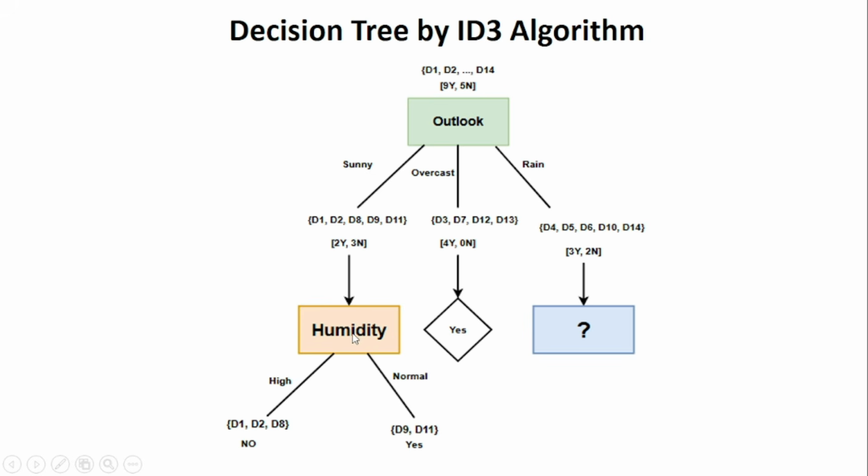Under humidity, how many data points were high? We have D1, D2, D8. These three say no, and when humidity is normal, data points D9 and D11 say yes. And now we need to calculate what will be the internal node for this case.